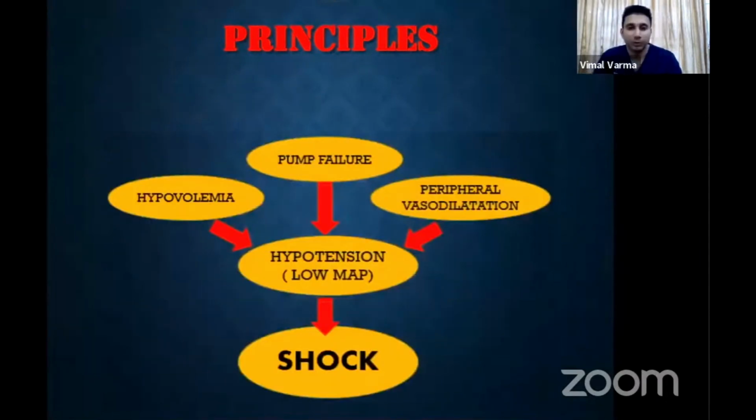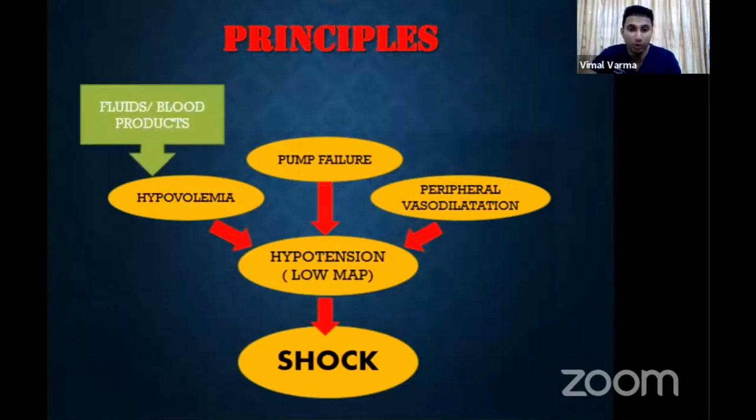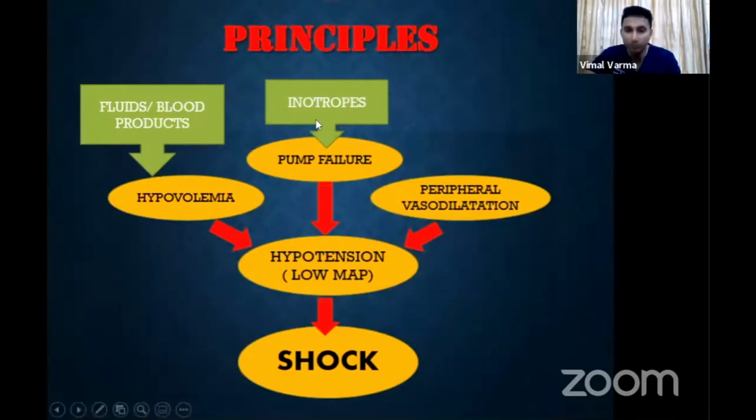Again, the principles. As I mentioned, ultimately almost all shocks cause hypotension, leading to a refractory shock. First we talk about hypovolemic shock. If the cause is hypovolemia leading to the shock, we resuscitate the patient with fluids or blood product, if it's a hemorrhagic shock or a pure hypovolemic shock. If it's a pump failure causing reduced contractility and reduced cardiac output, then we have to start on inotropes to support the contractility function of the heart.